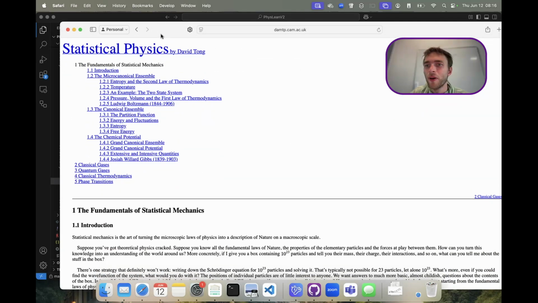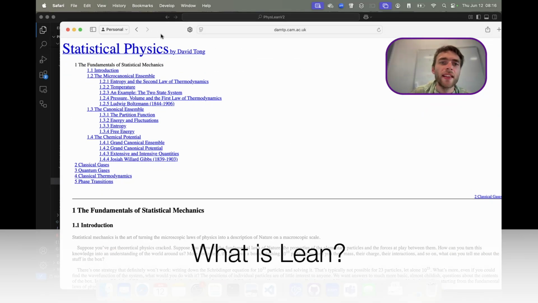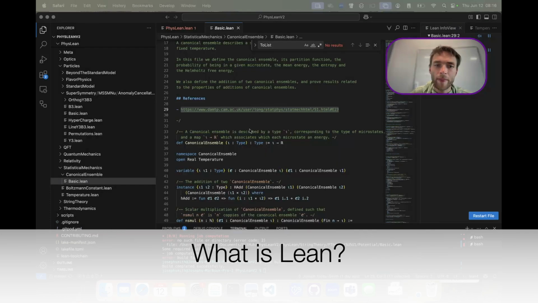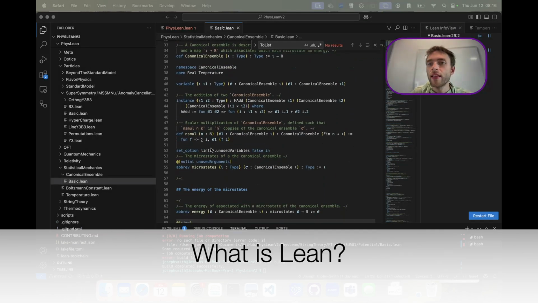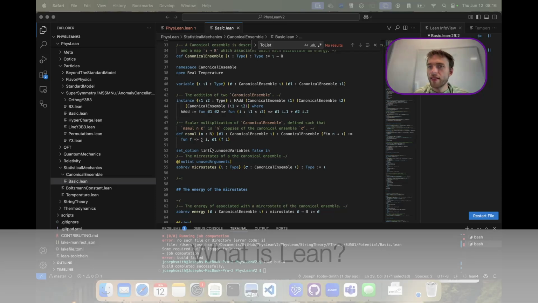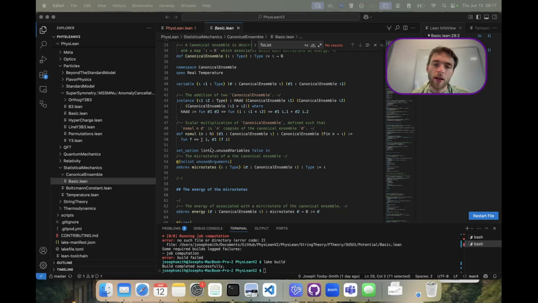So remind you what Lean is. Lean is an interactive theorem prover. And that means you can write down definitions, like mathematical definitions and theorems, in such a way that the computer checks for you if things are correct or not. It basically does this thing called type checking, which checks to make sure what you're writing is mathematically bona fide.